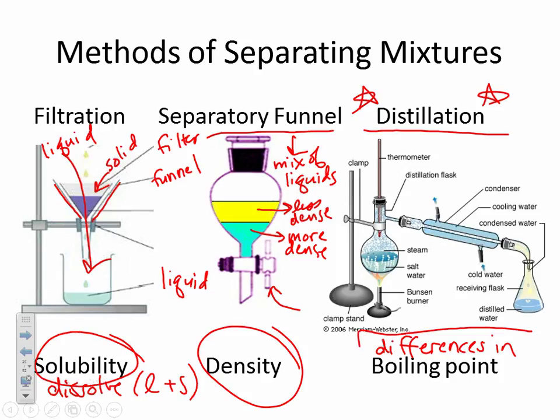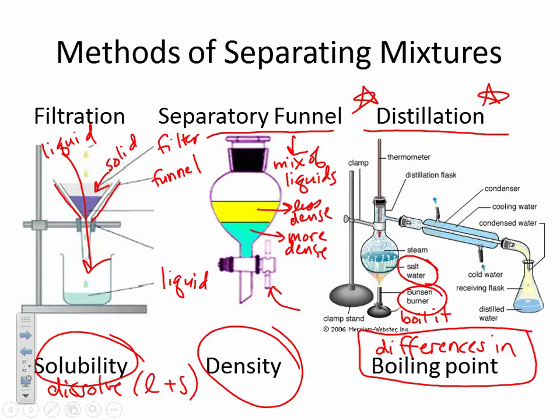So it's a technique that separates mixtures based on differences in boiling point. And you'll notice this distillation setup is a little more involved. The big idea is that we start with our mixture of stuff right here. So in this example, we have salt water, and we want to separate it into the two components of the system. So you heat it. Hey, Bunsen burner, right?